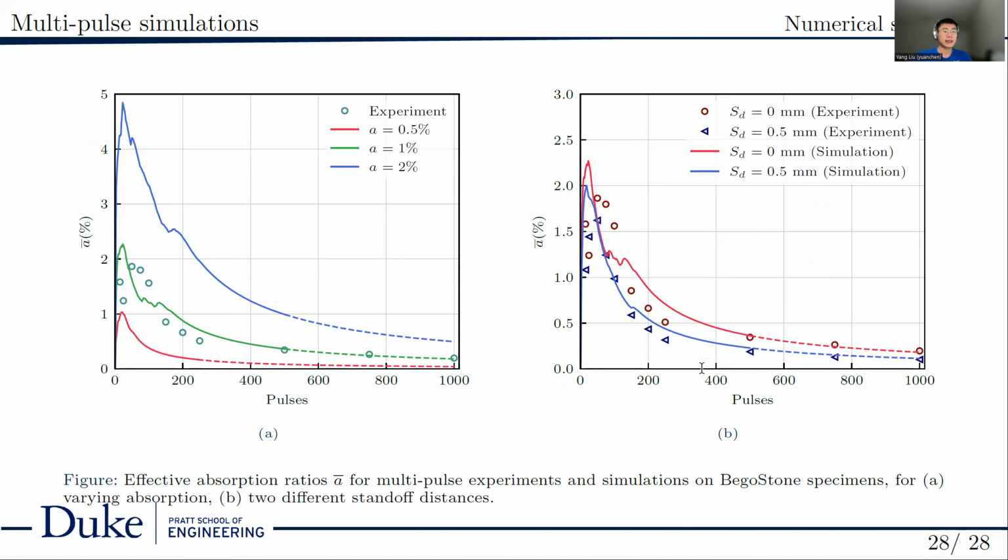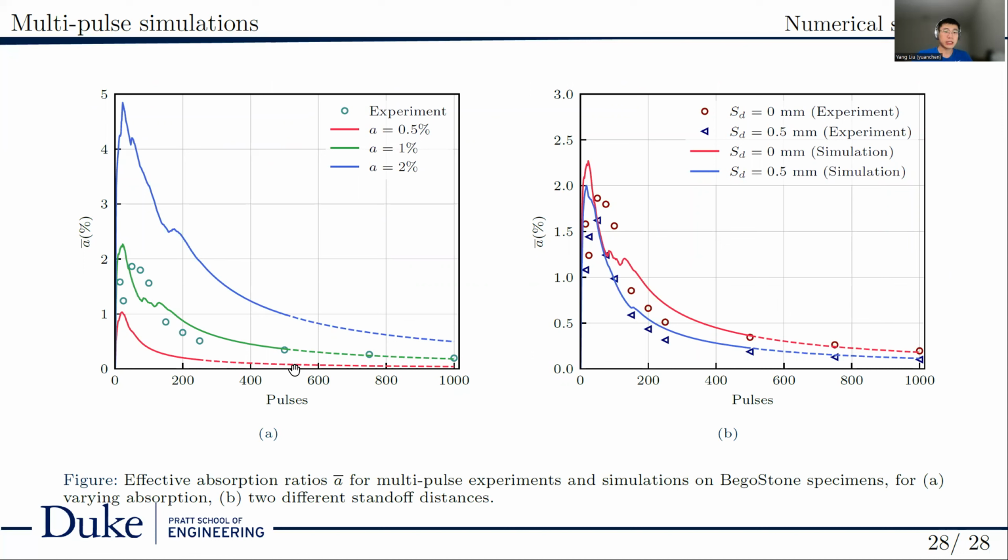The effective absorption A bar for multi-pulse experiments and simulations, for varying absorption A and standoff distance, is illustrated in this figure. Note here that for simulations, we calculate the effective absorption A bar using the calculated ablated volume. So the volume is from the simulations and the total laser energy is from the experiments.